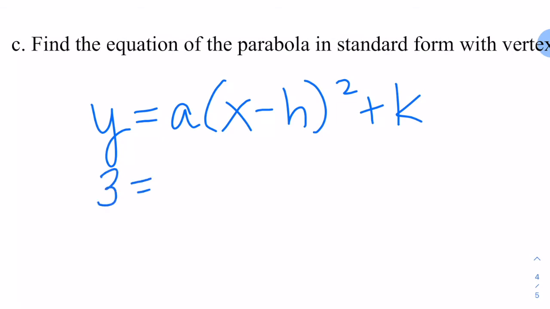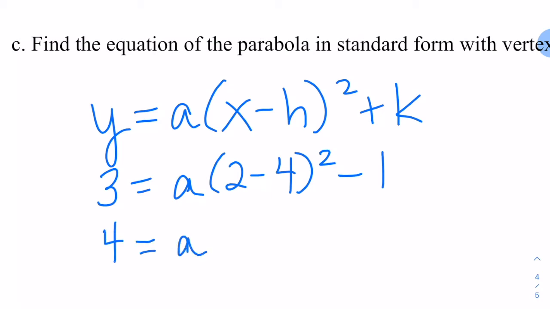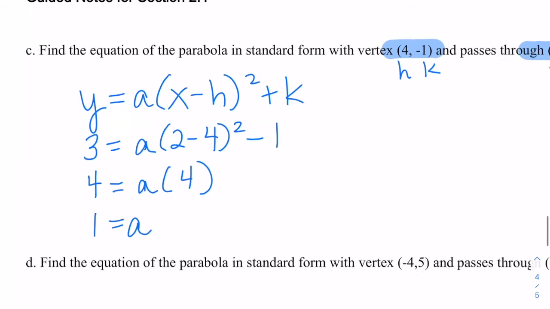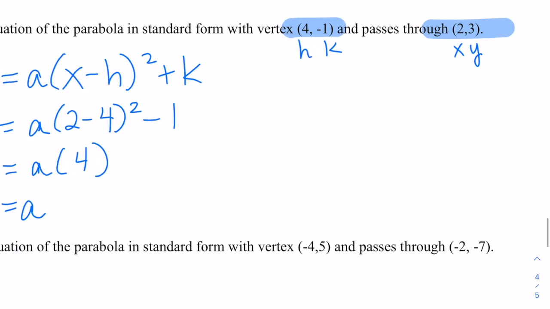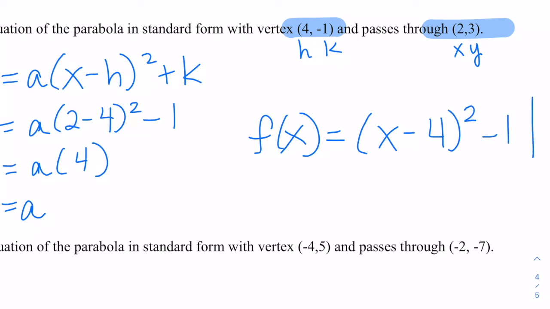So 3 was my y. My x value was 2. H was 4. And then my k was -1. So when I add 1 to both sides, I get 4 equals a times (-2) squared, which is, I'll just put 4. So my a will equal 1. So when I write the equation, I'll write f of x. My a is 1, so I essentially don't need to write 1. So it'll be (x minus 4) squared minus 1 to show the vertex.